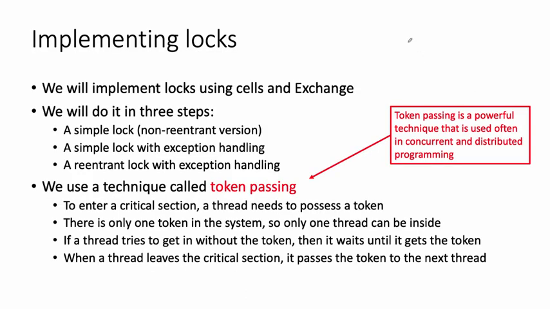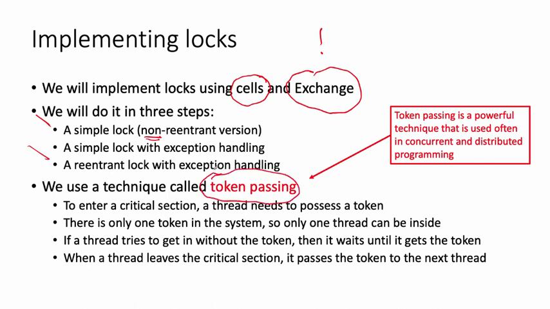So the way we will implement the locks, a lock can be implemented using a cell, and the simplest way by far is by using an exchange operation. Okay, so the reentrant lock actually needs 2 cells, but a simple lock that is not reentrant can be implemented with 1 cell. So we will use a very powerful technique called token passing.